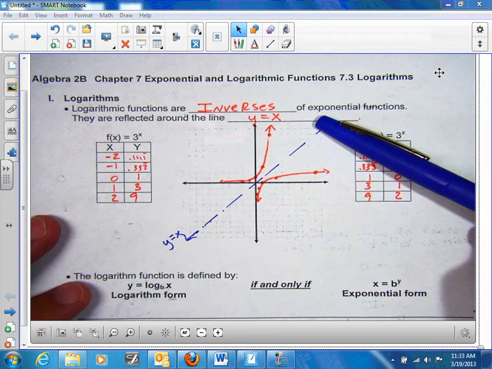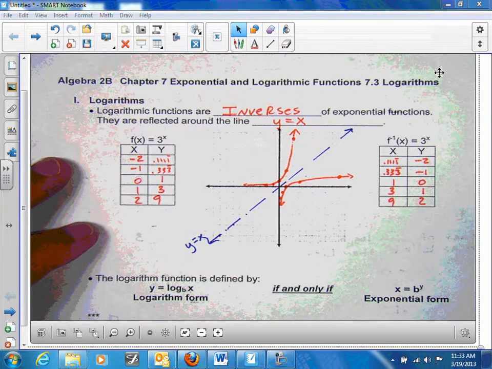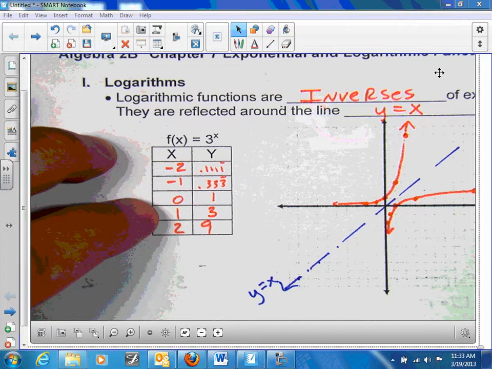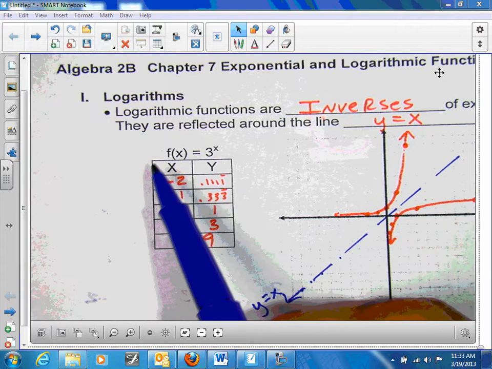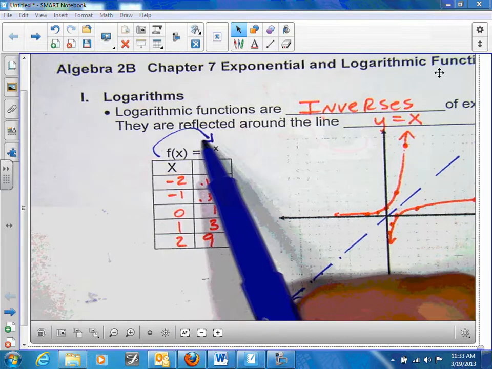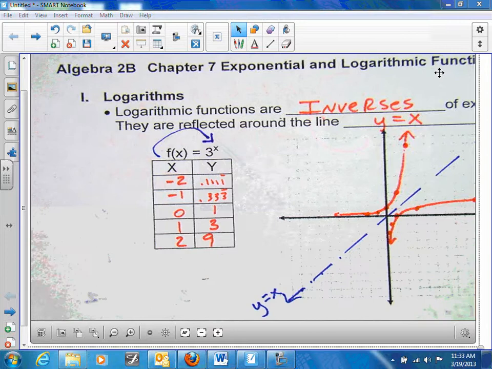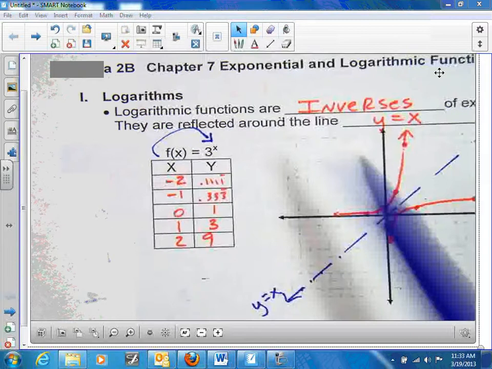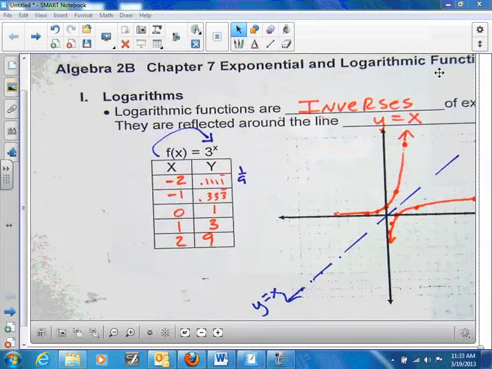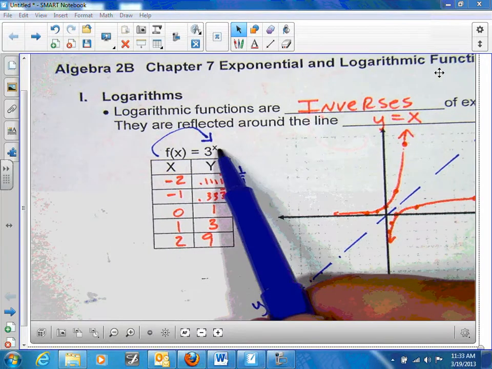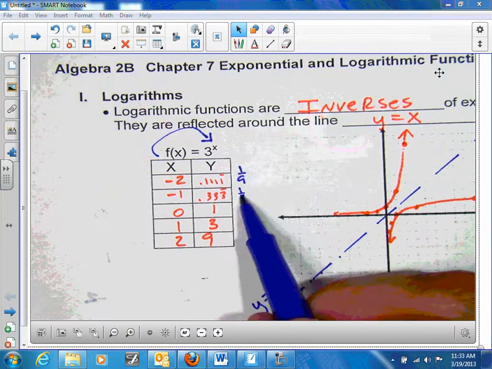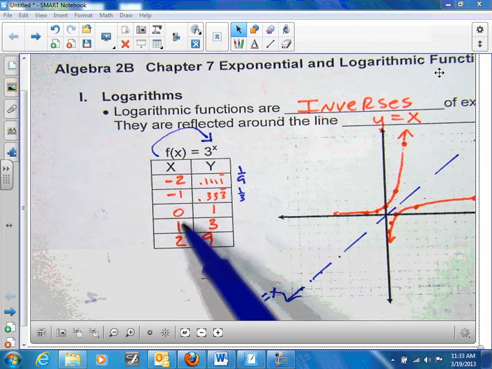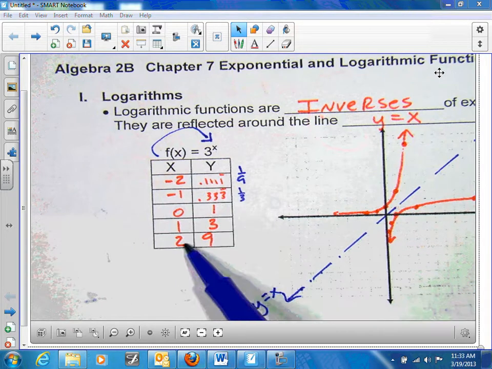All right? The first thing I chose were these x's here: -2, -1, 0, 1, and 2. And what I did is I put these x's right here in place of that x. And then f of x obviously is the y value. So when I plug in -2, that actually comes out to be 1/9, which is 0.111 repeating. 3 to the -1 happens to be 1/3, which is 0.3 repeating. Anything to the 0 power is 1. 3 to the first power is 3. And 3 squared is 9.